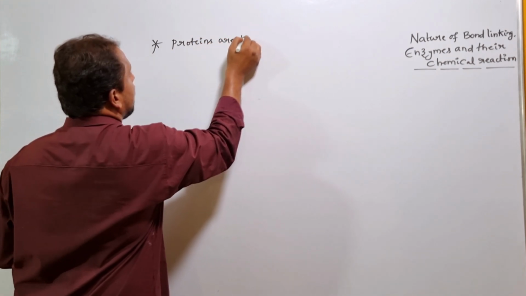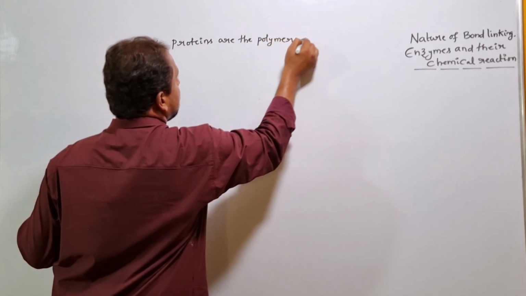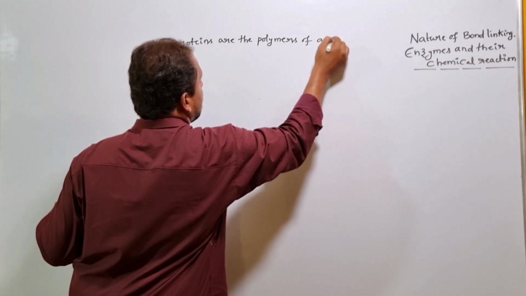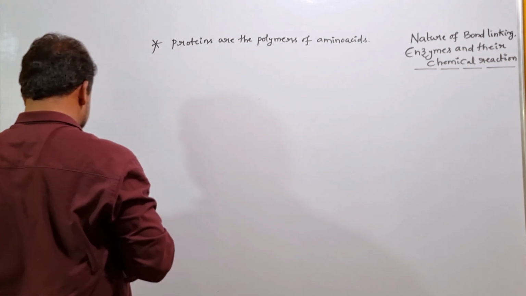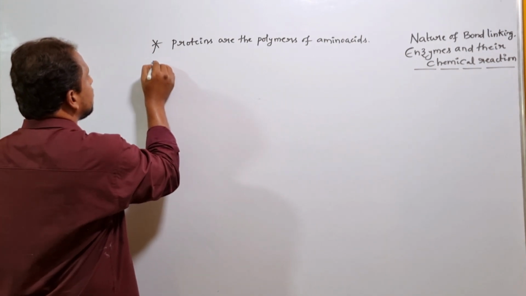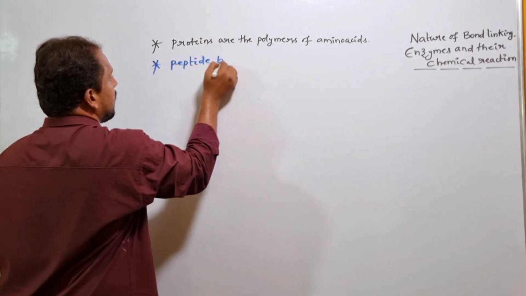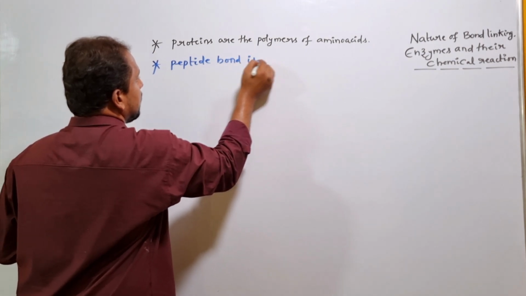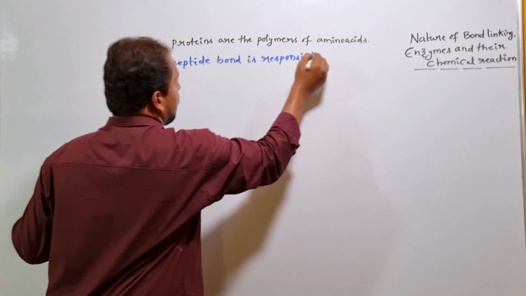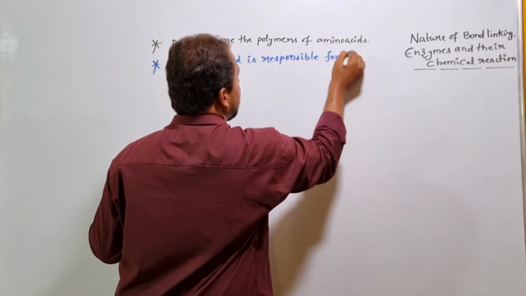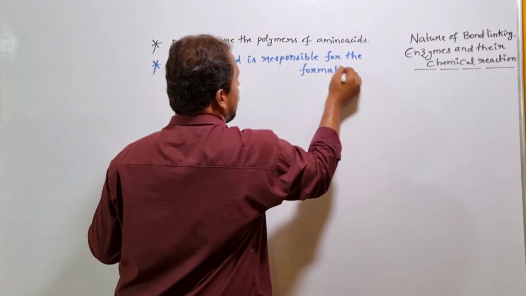Proteins are the polymers of amino acids. And here, peptide bond is responsible for the formation of polypeptide chain, right?